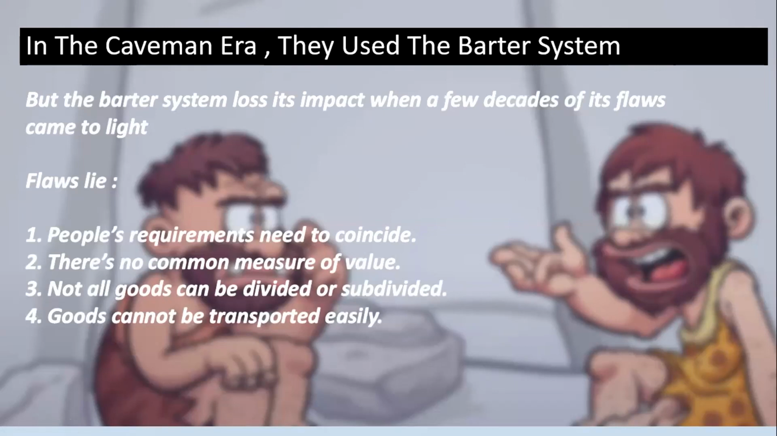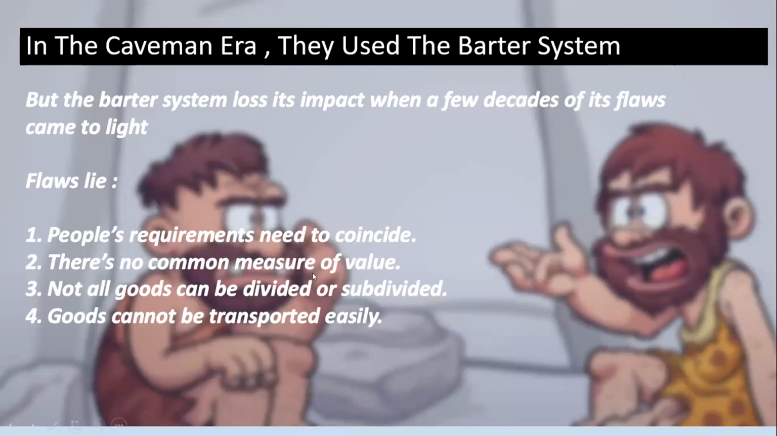It has flaws like needing people's requirements to coincide. For example, say you have 5 apples and your friend has 5 oranges. You want some of his oranges. Now, until and unless your friend has a requirement for the apples that you own, he will not be ready to make an exchange. This is how people's requirements need to coincide.